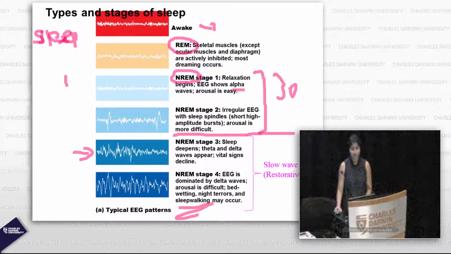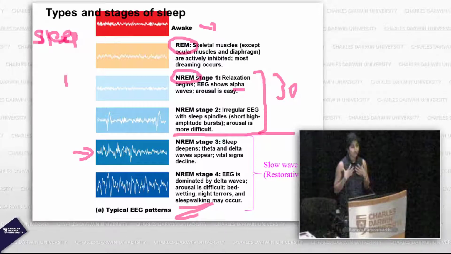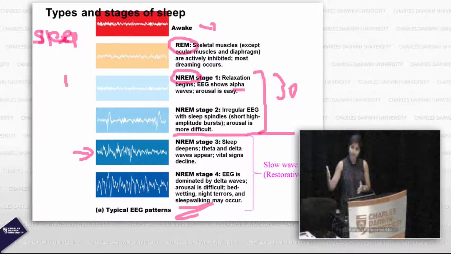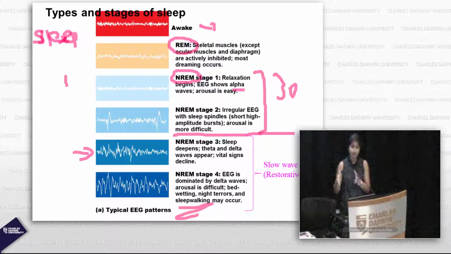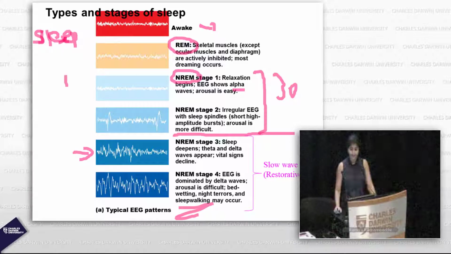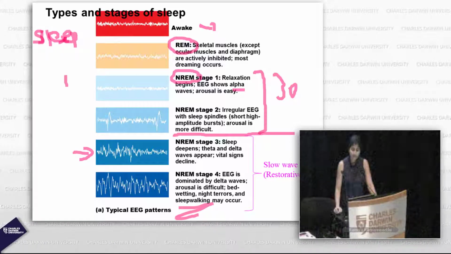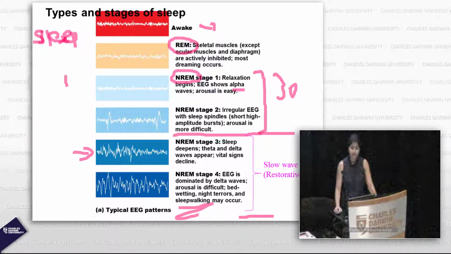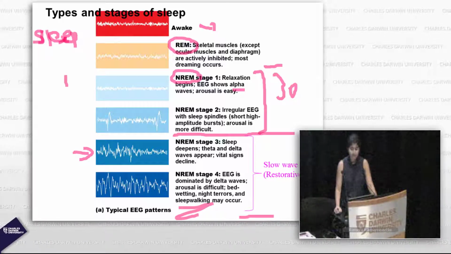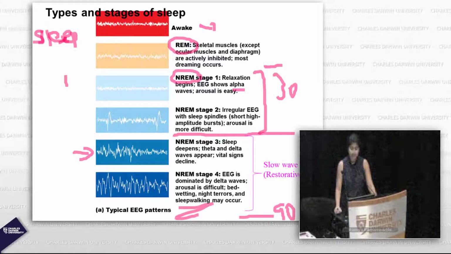So we call stage 3 and stage 4 the slow wave or restorative stage. We have to have different cycles, like stage 1, 2, 3 and 4, but 3 and 4 are very important because they help restore your body for the next day's functioning. So we call that the restorative stage. If you're normal, after sleep starts, your stage 4 usually completes by the first 90 minutes, and then you enter into the REM stage.